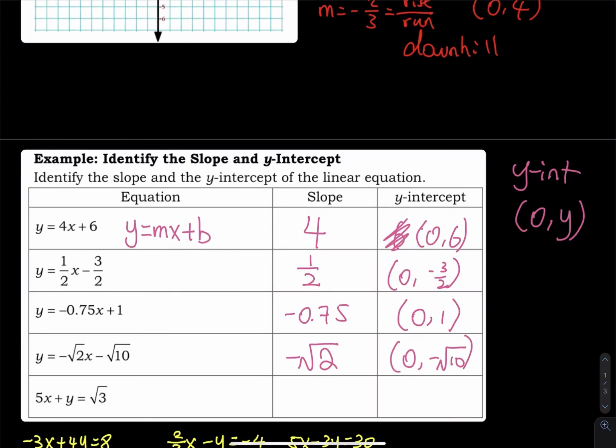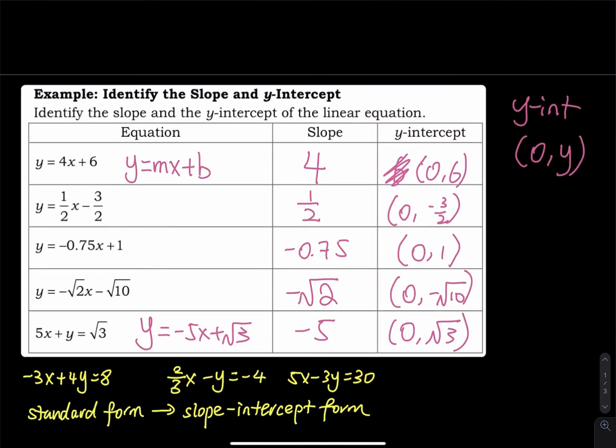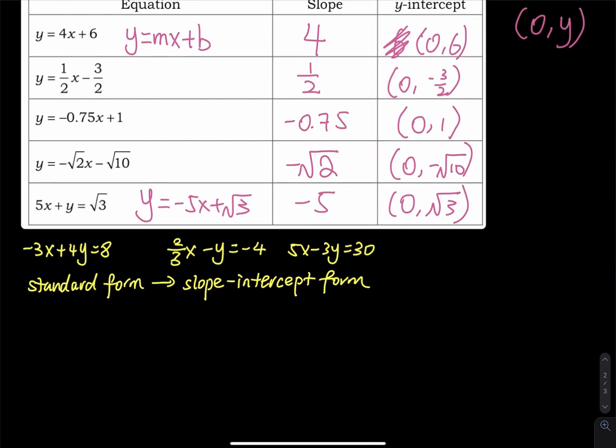And then the last one, that is in standard form. So all you have to do is subtract 5x on both sides. y equals negative 5x plus square root of 3. So the slope is equal to negative 5. The y-intercept is 0, root 3. Okay, and then we have 3 more standard form equations for you.